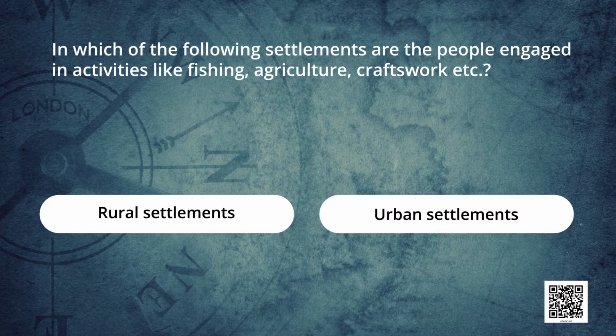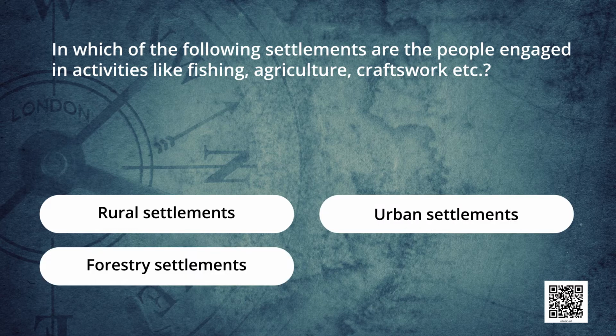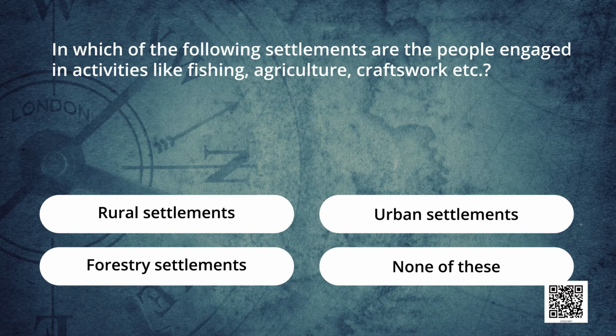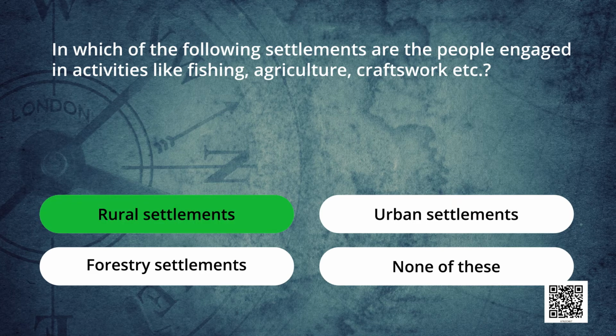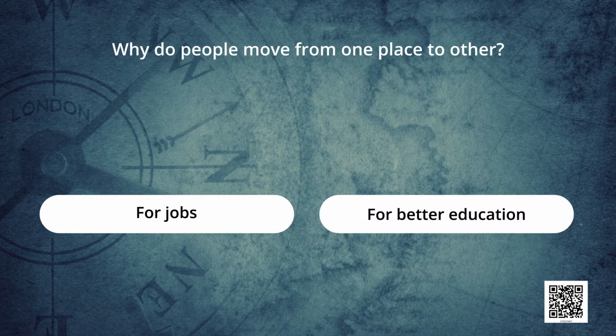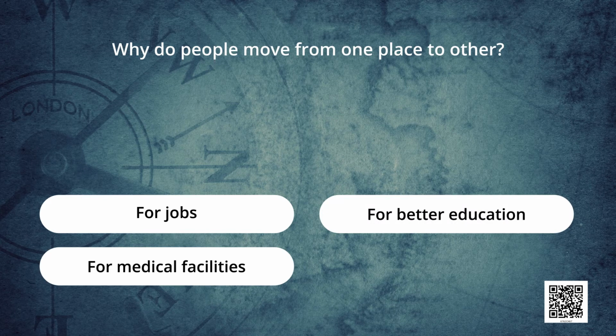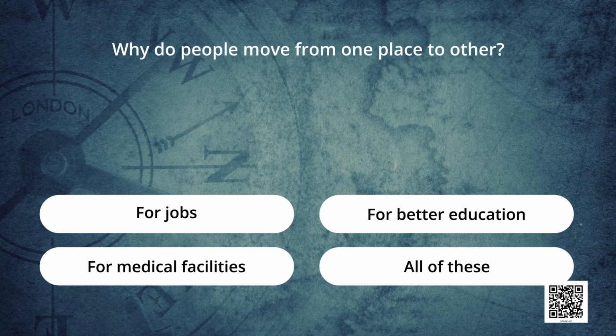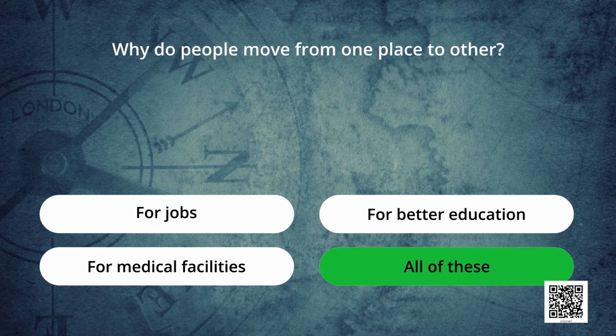Rural settlements, urban settlements, forestry settlements, or none of these? Yes, it is option A, rural settlements. Why do people move from one place to other? For jobs, for better education, for medical facilities, or all of these? Yes, the correct answer is option D, all of these.